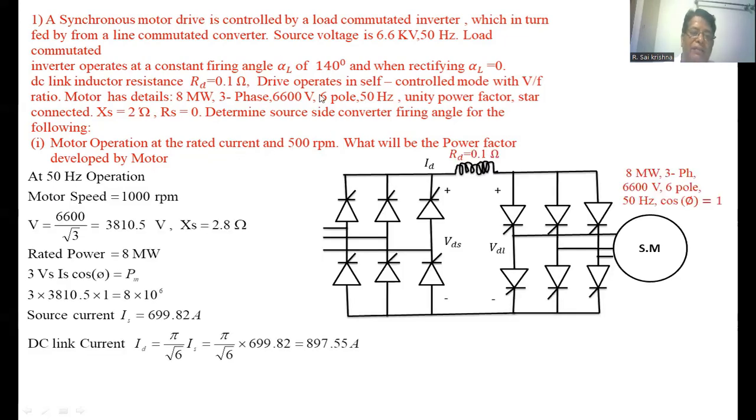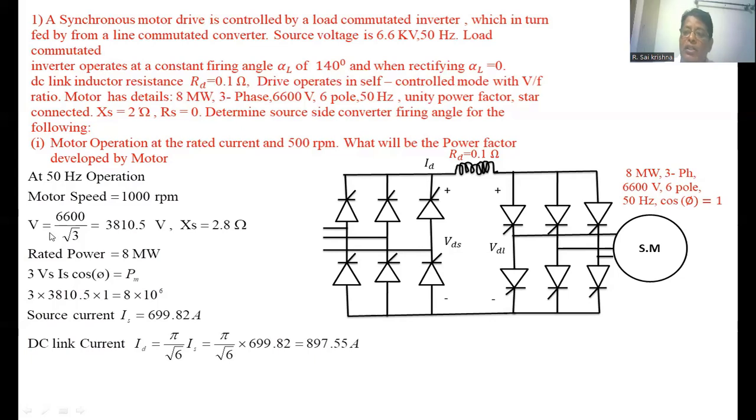Whatever data is given, we insert into this circuit diagram. This is nothing but a self-controlled synchronous motor drive with load commutation. RD value is given as 0.1 ohm. At 50 Hz, the motor speed is 1000 rpm. How do you get this value? NS equals 120 F per P. Here the frequency is 50 Hz and 6 poles are given, so the motor speed equals 1000 rpm.